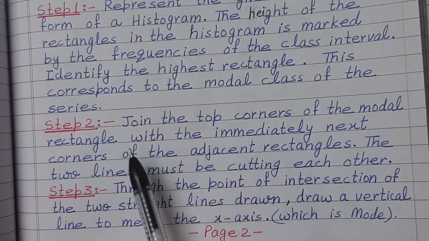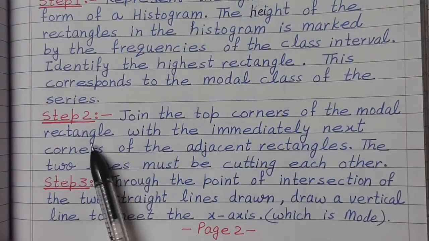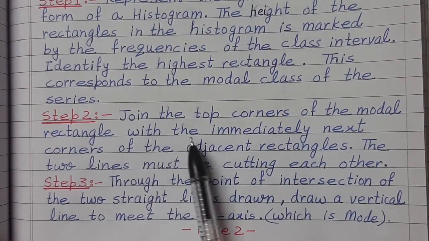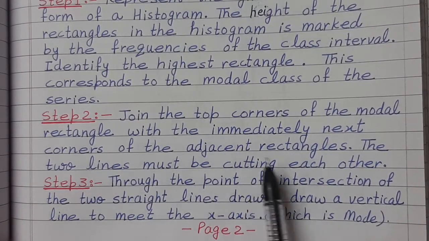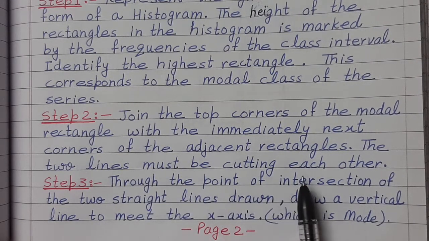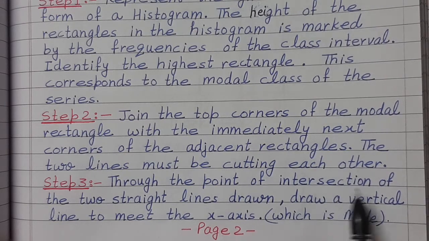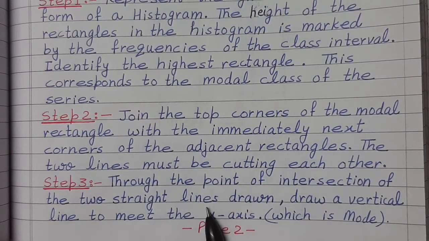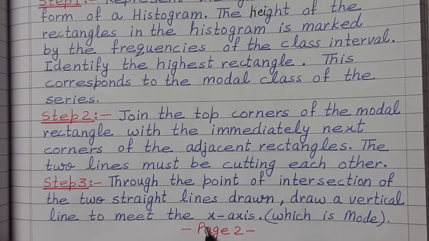Now the next step is, join the top corner of the modal rectangle with the immediately next corner of the adjacent rectangles. The two lines must be cutting each other. Now the last step is, through the point of intersection of the two straight lines drawn, draw a vertical line to meet the x-axis, and which is the mode.